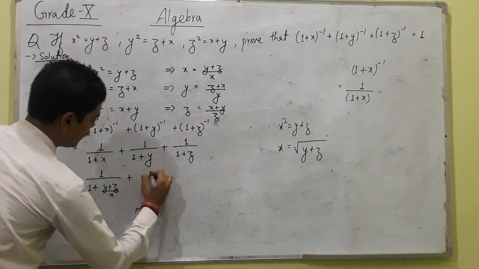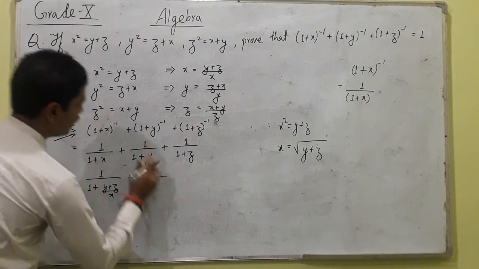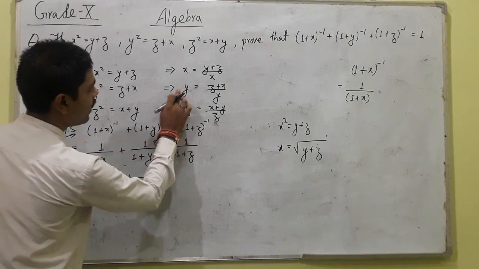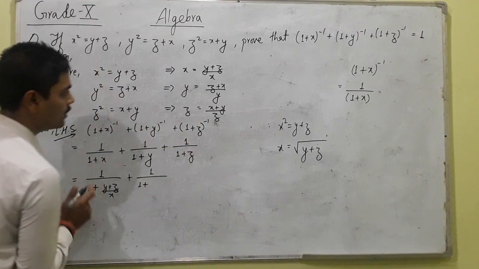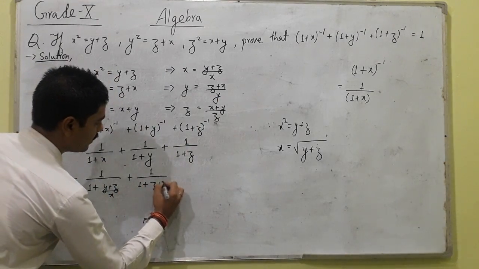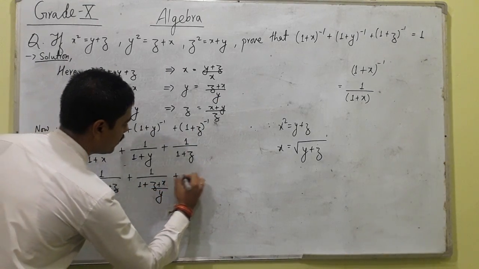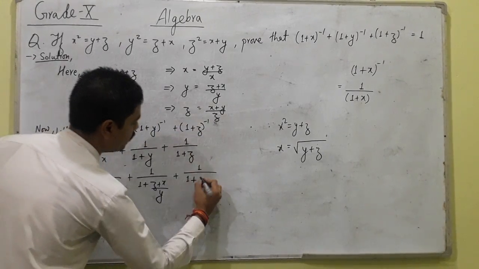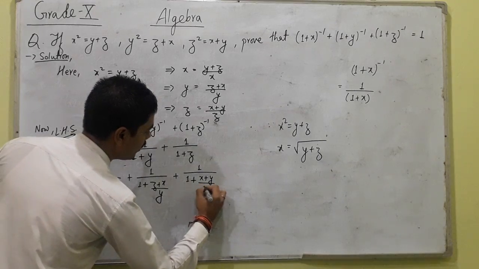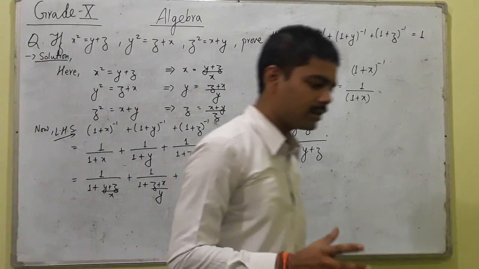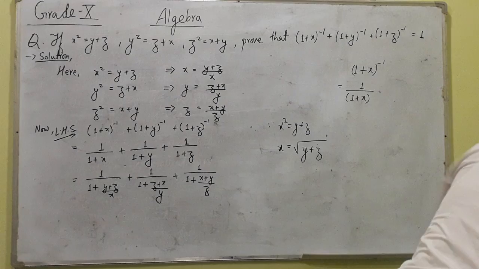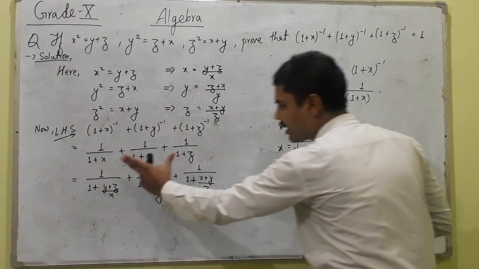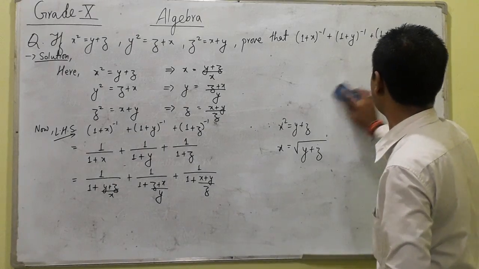1 upon 1 plus the value of y. Similarly, y square means y into y, one of the y goes in the denominator, and you can write z plus x upon y, plus 1 upon 1 plus z, where the value of z you can put as x plus y upon z. Now it looks a little bit easier and simpler. The question looks complex, but you can find an easier, simpler question now.